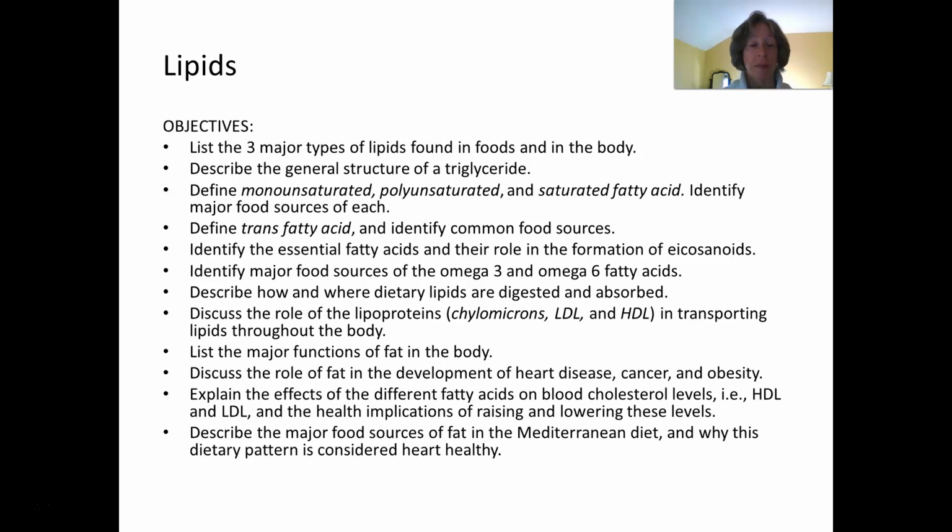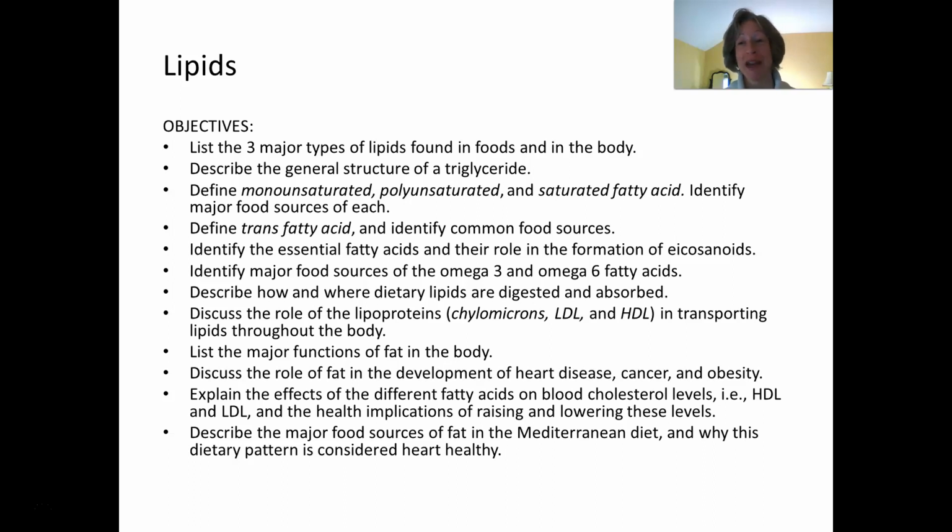So next, explain the effects of the different fatty acids on blood cholesterol levels, that is HDL and LDL, and the health implications of raising and lowering these levels. We already talked about the relationship between these lipoproteins and heart disease. But which fatty acids increase your LDL, your less healthy cholesterol? Those are the sources of the foods that are high in saturated fatty acids. What kind of foods would those be? And which foods help lower LDL or increase your HDL, and that includes fiber and the monounsaturated fatty acids.